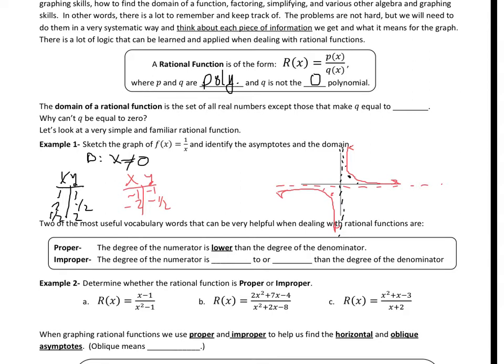Don't start this. That one is proper. Part B. Degree is the same, but is it proper or improper? Improper. Good. And part C? Definitely improper. Okay.